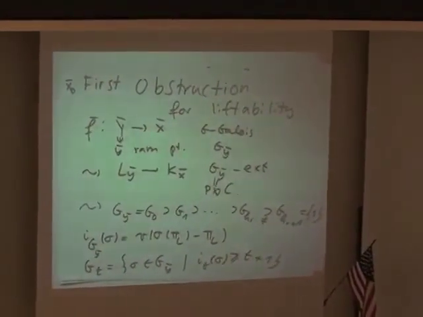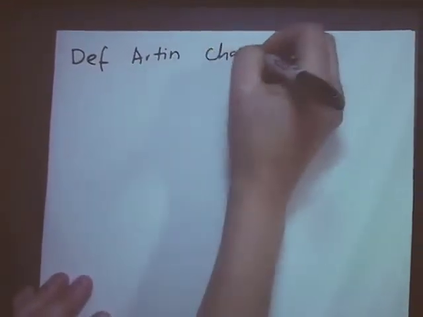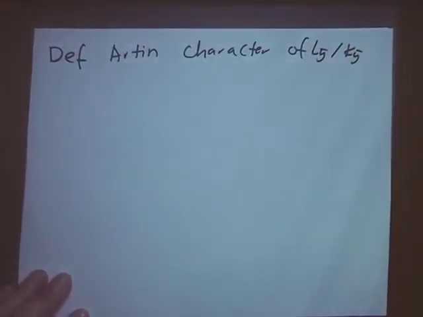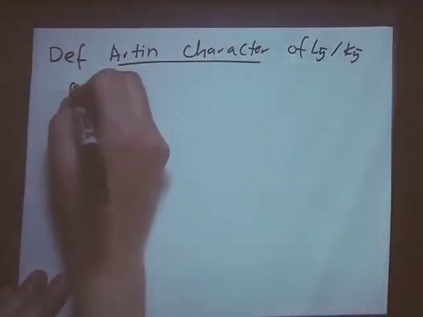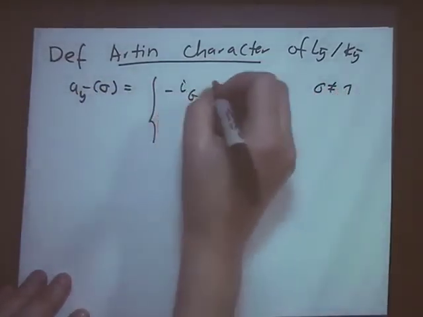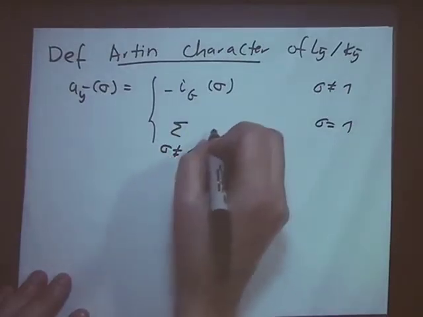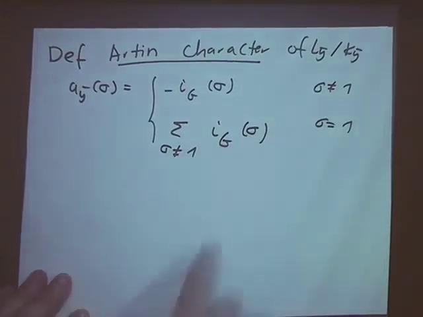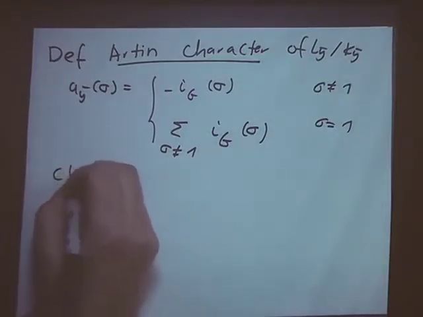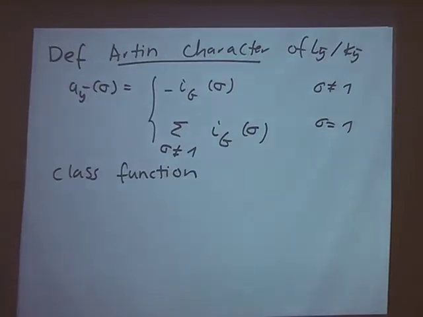So, using these numbers i(sigma), we can define the Artin character of this extension of local fields, and it's defined as follows. If sigma is not the identity, then it's just minus this number i that I defined before, and otherwise, if sigma is 1, then it's just the sum of all the others. With this normalization, you can see that it's a class function, meaning that if you change sigma by a conjugate, then the value doesn't change.